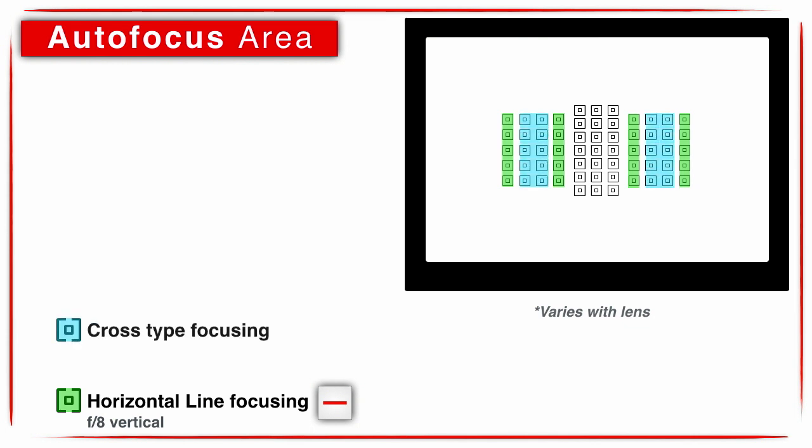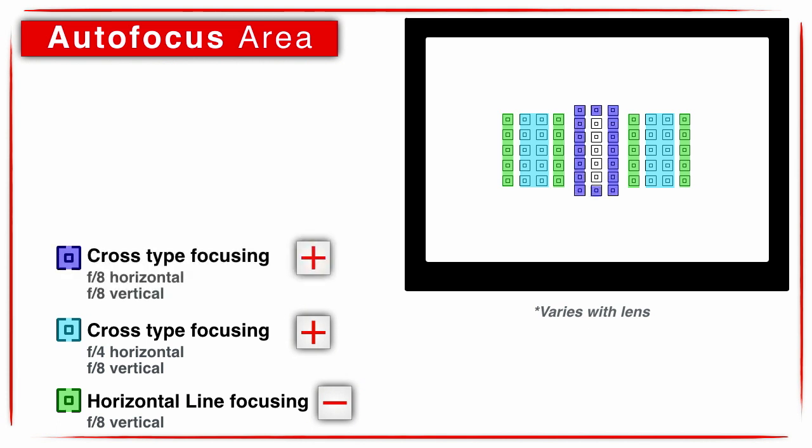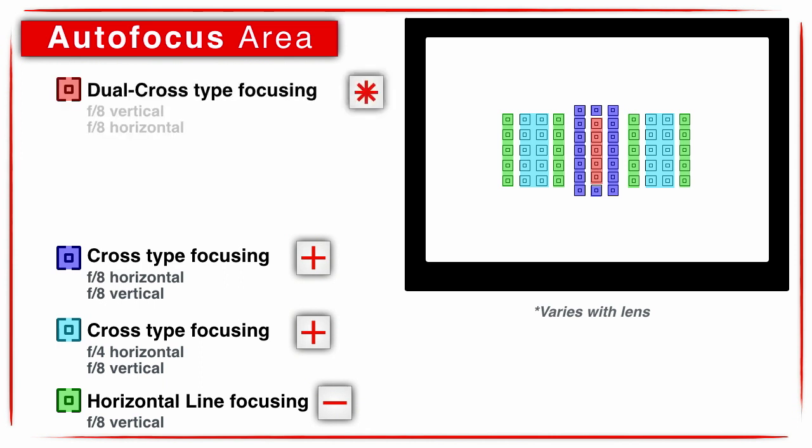The next group in blue here are cross-type focusing, so these are really good focusing points. They're good with f4 horizontal and f8 vertical, which means they're a little bit more sensitive with vertical lines because they'll sense them all the way down to f8. They're pretty good with horizontal, but not really, really good. The next group in purple here are cross-type, but they are very good at both horizontal and vertical. One of the themes that you'll see is that things get better when you get closer to the middle. That's the general rule.